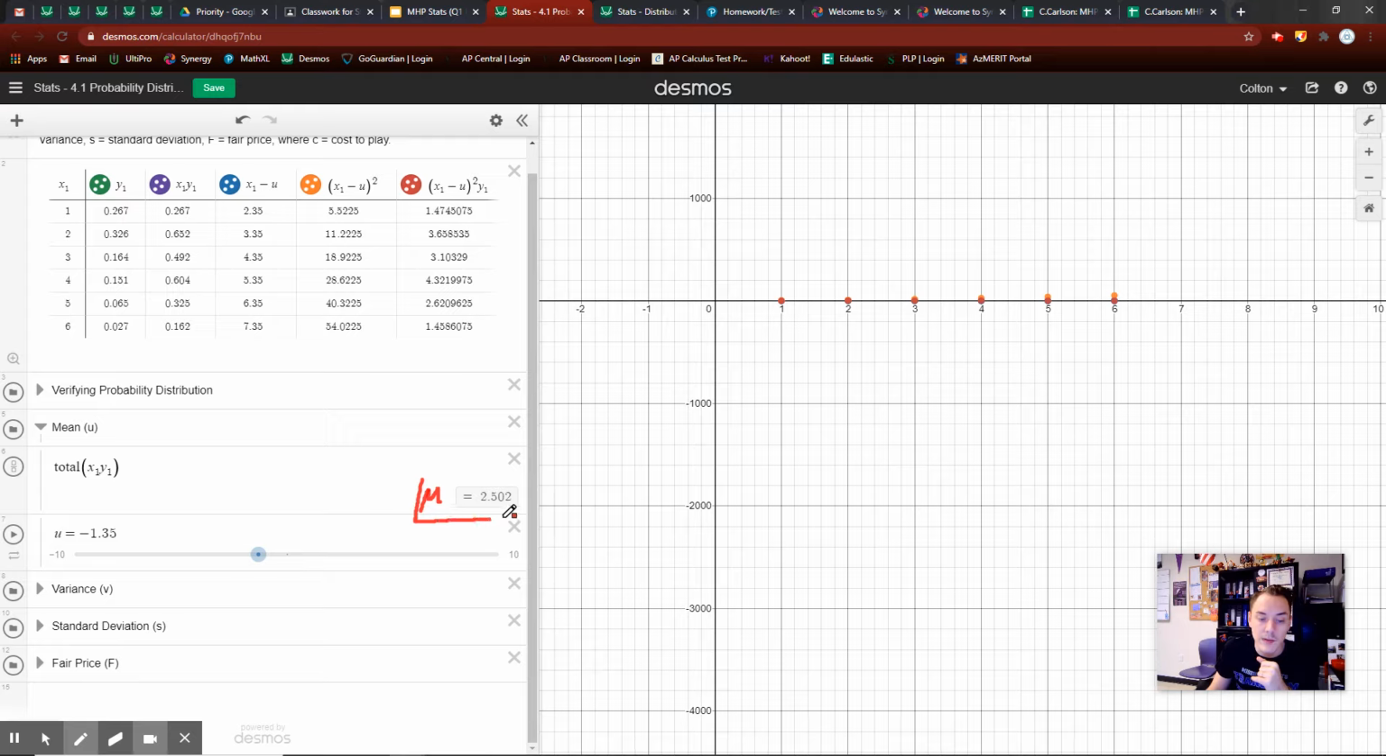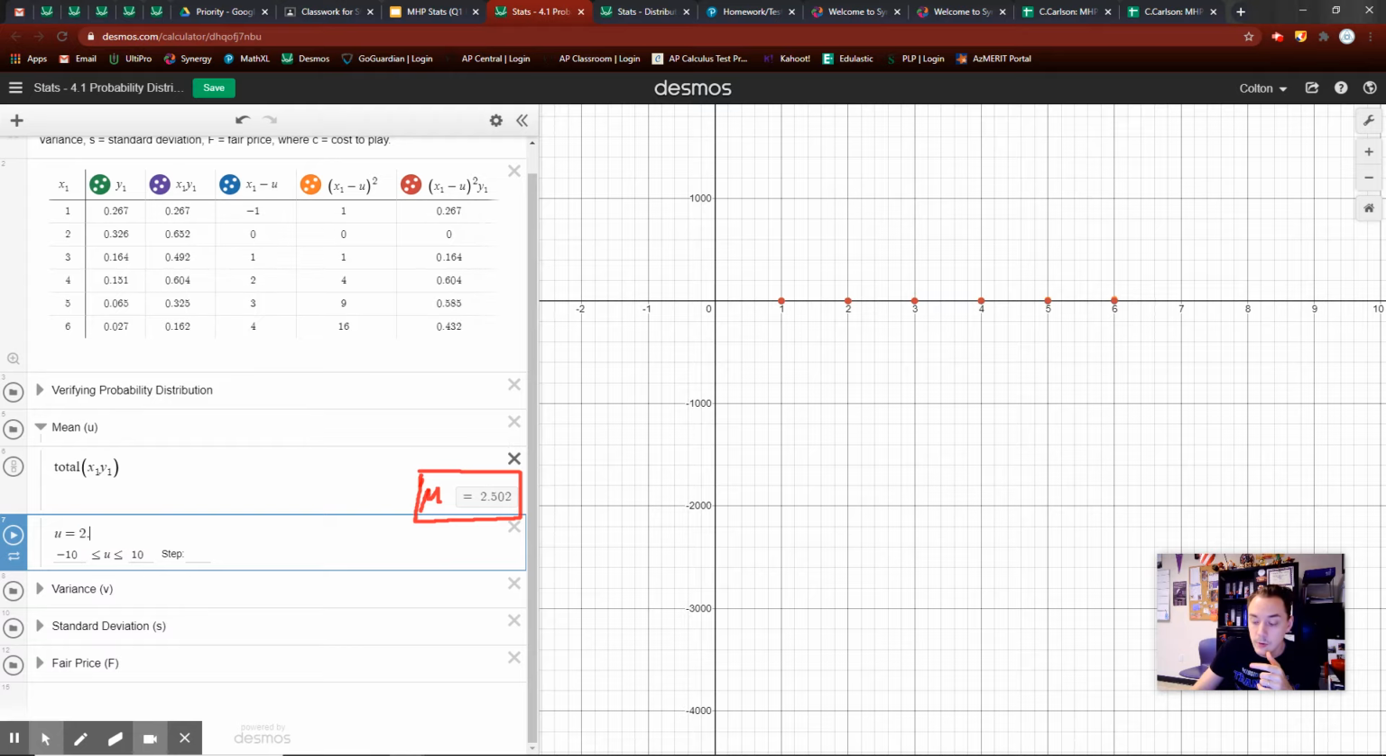I don't know what they want, like what decimal place they want you to round to. I would probably write down the whole thing. But now notice, I need to change this to match. So I need to put 2.502. I need to make sure I change that to match. So now notice everything else changes.